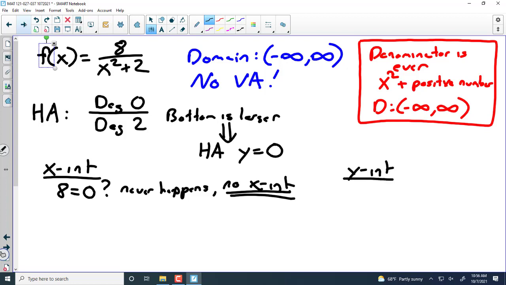Y-intercept, plug in a 0 for every x. Don't make this one harder than it has to be. What's 8 divided by 2? 4. We do have a y-intercept of (0, 4).